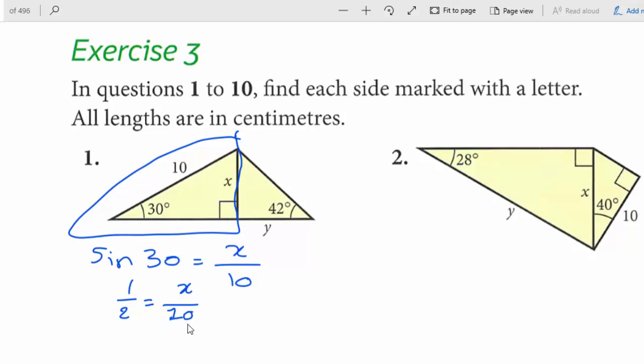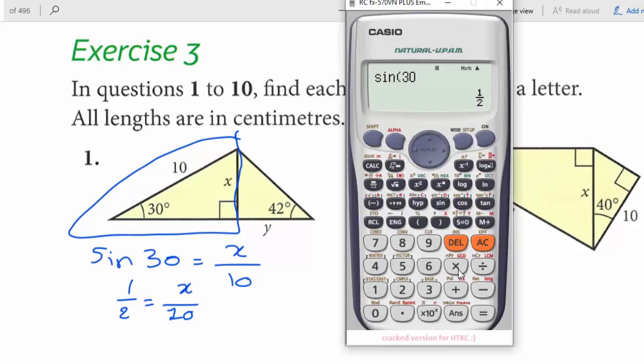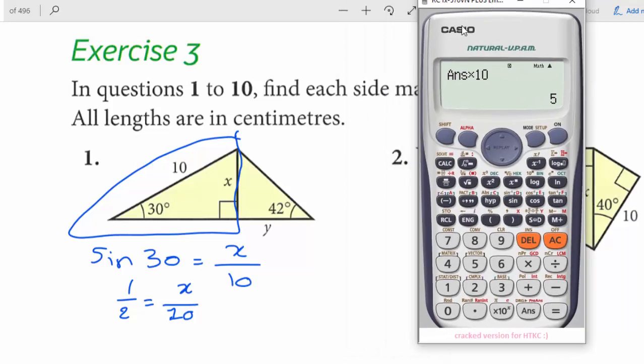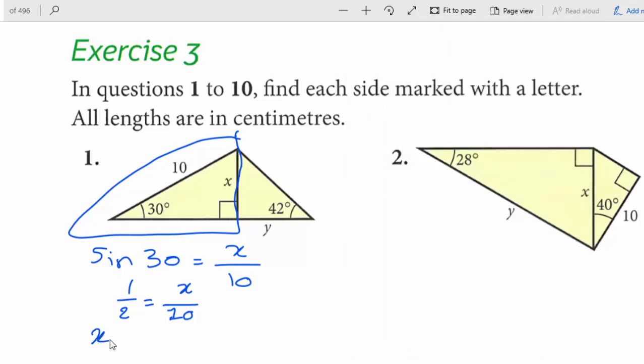How can we get rid of this 10? We need to multiply both sides by 10. Then 1 over 2 times 10 is equal to 5. So x is 5 centimeters. Now we got one missing side.